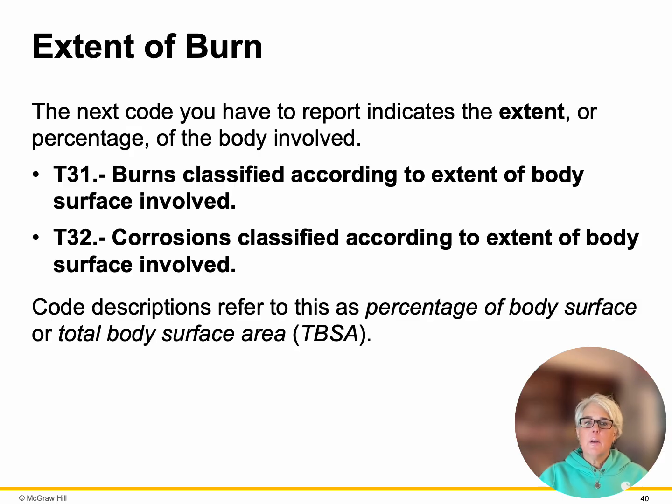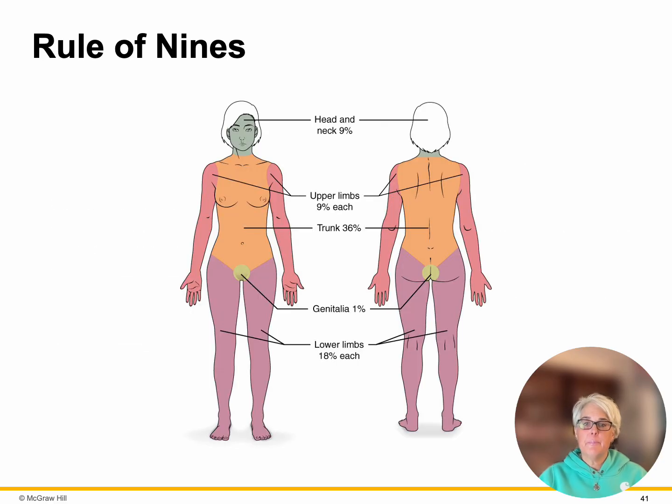The next code you'll have to report indicates the extent or the percentage of the body involved. So T31 is for burns and T32 is for corrosions. The description will specify the percentage of body surface and, if applicable, the percentage that is third degree. So, the rule of nines.